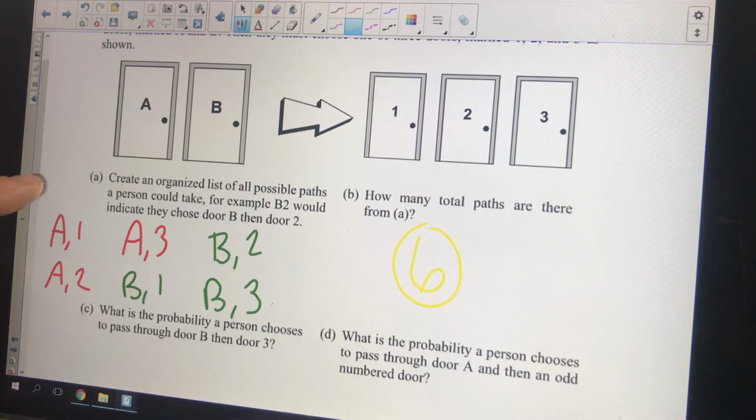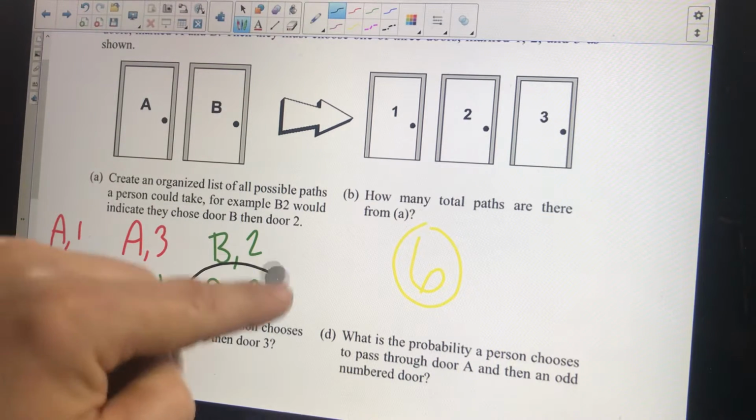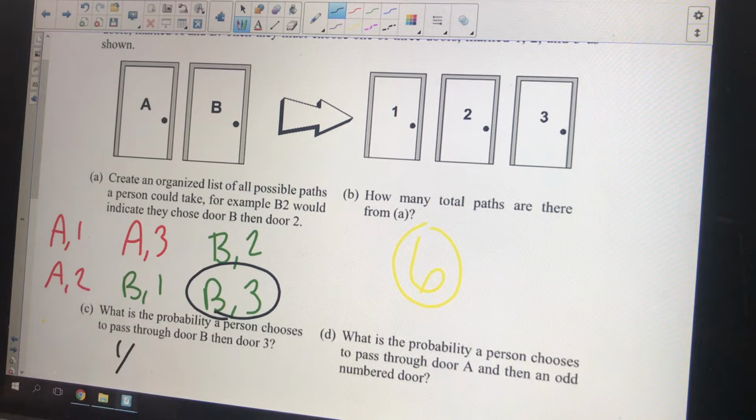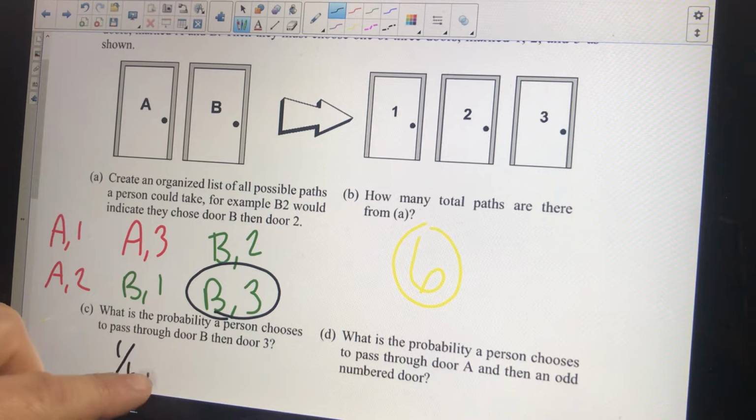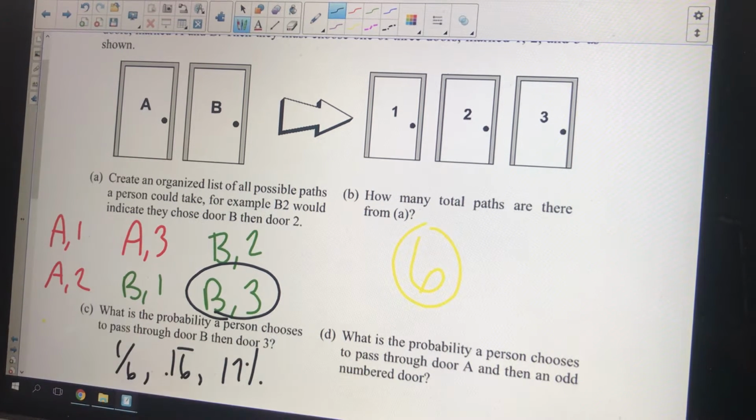What is the probability a person chooses to pass through door B and then door 3? Well, how many are B, then 3? There's 1 out of 6, which we know is 0.16 repeating, or 17%. It doesn't say to do those other two, but 1 out of 6 is 0.16 repeating, or 17%.